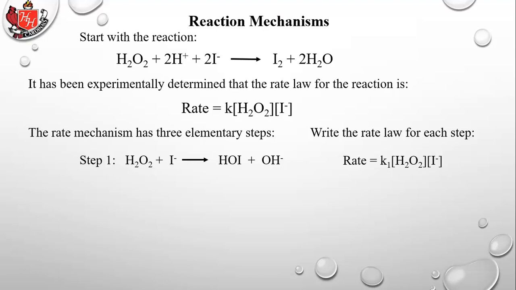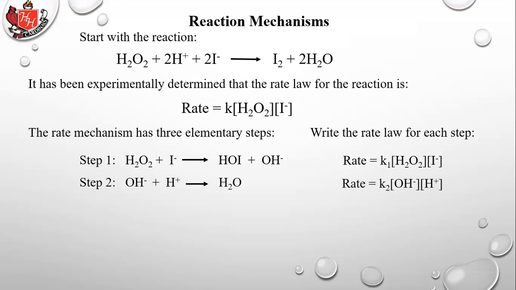Something that applies to elementary steps only, and this is very important, is that you can use the coefficients of the reactants as exponents. We said you couldn't do that before when we were doing our analysis of overall reactions, but for elementary steps you can do it. So the coefficient in front of H2O2 is a 1, which means the exponent in the rate law for H2O2 is a 1. And the coefficient in front of I- is also a 1, so the exponent there will be a 1. You can only do that for elementary reactions, not for the overall reaction up above. In other words, you can't take the 2 in front of the H+ and make it an exponent.